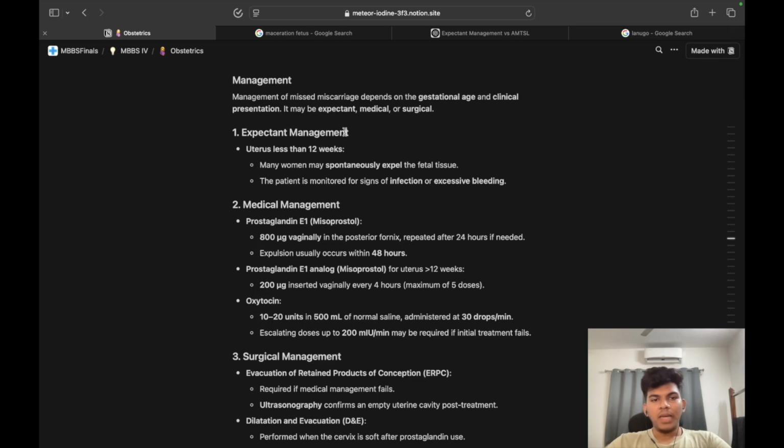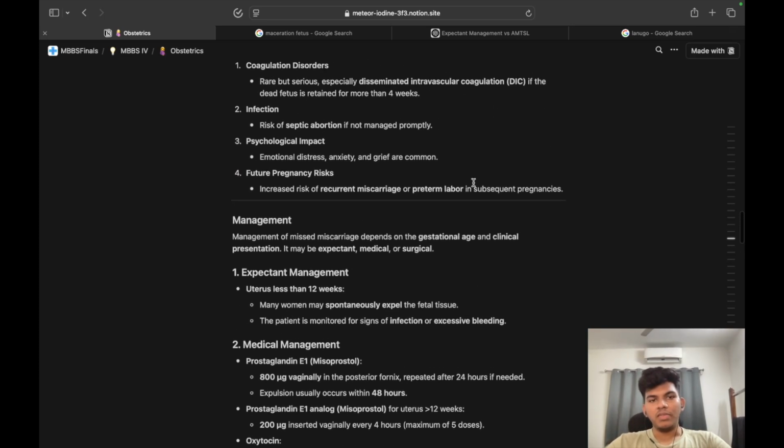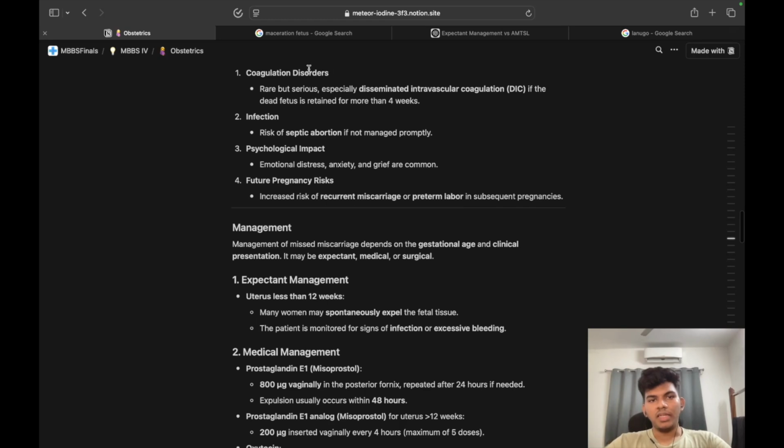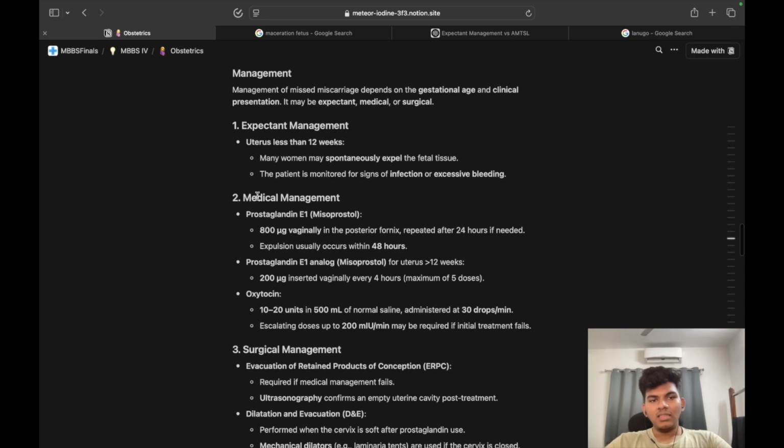So, expectant management, for uterus less than 12 weeks. Many women spontaneously expel the fetal tissue. The patient is monitored for signs of excessive bleeding and infection. Then there is medical management.